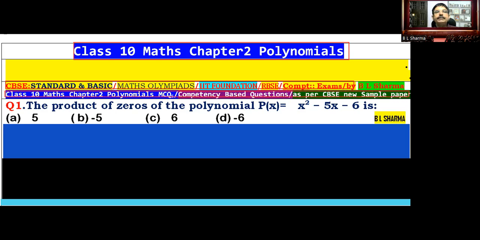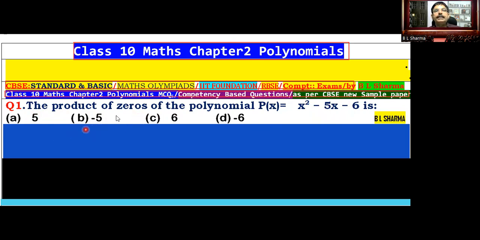So here is the question: the product of zeros of the polynomial x square minus 5x minus 6 is? ये जो polynomial है x square minus 5x minus 6, इसके product of zeros क्या होंगे?